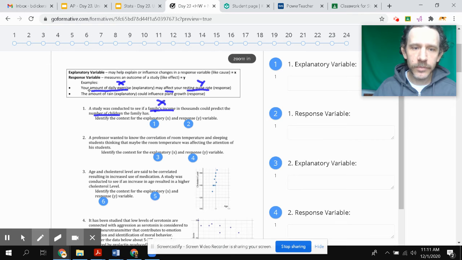Your family income, right? Not necessarily first in the sentence, but first in your study. So family income is predicting an outcome. So that means that family income is my explanatory. So I would write that for X. Explanatory, that's the context. We write that whole thing out, family income.